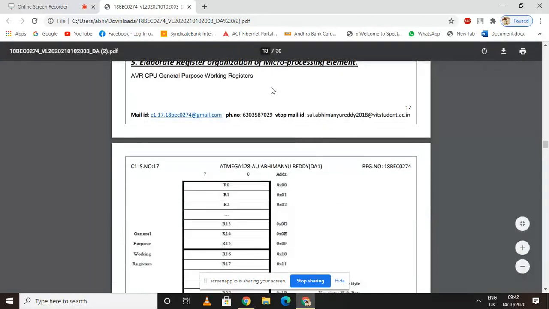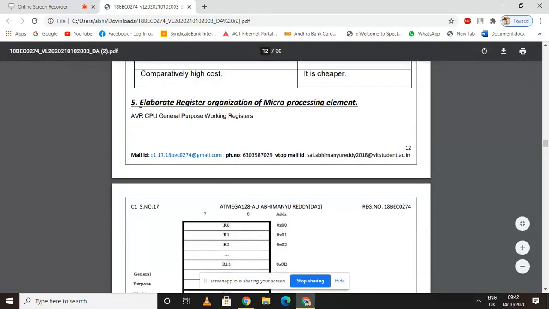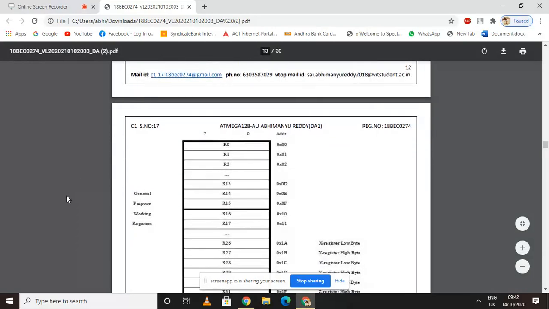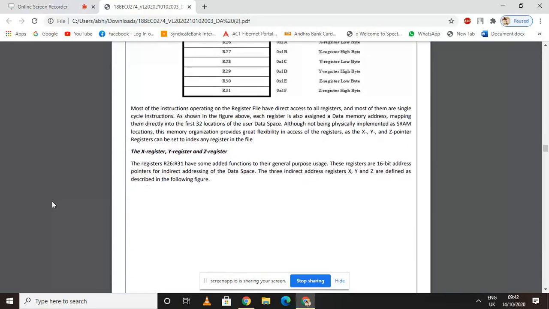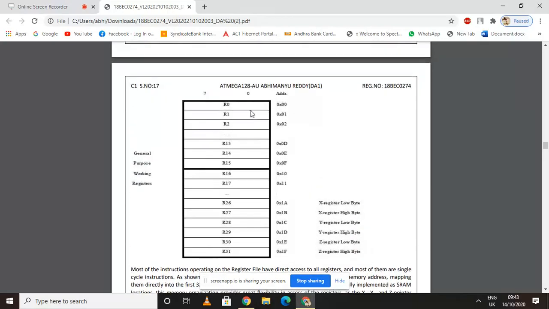Now, elaborating the register organization of the microprocessing element. These are the AVR CPU general purpose working registers: the X register for the low byte and high byte, and similarly the Y register and the Z register. Most of the instructions operating on the register file have direct access to all registers, and most of them are single-cycle instructions. Although not being physically implemented as SRAM locations, this memory organization provides great flexibility in access of the registers. The X, Y, and Z pointer registers can be set to index any register in the file. So this is basically the general purpose working register architecture.